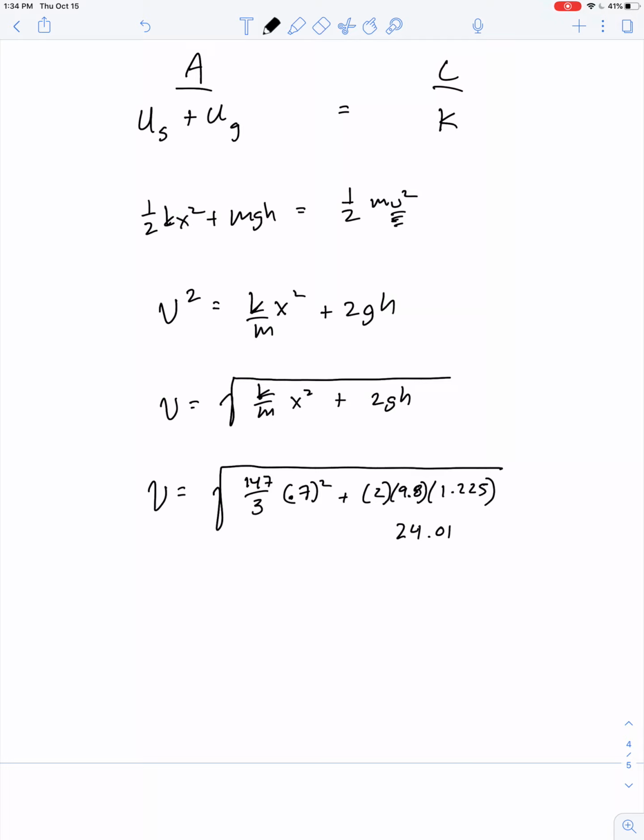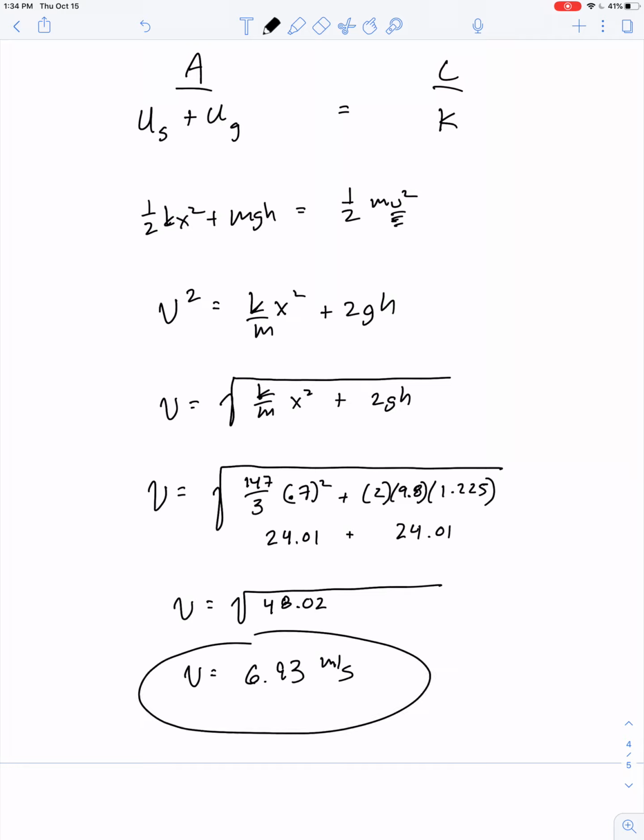147 divided by 3 multiplied by 0.7 squared also gives us 24.01. So our speed is the square root of 48.02, which, no surprise, gives us 6.93, assuming we've got the units right, meters per second.